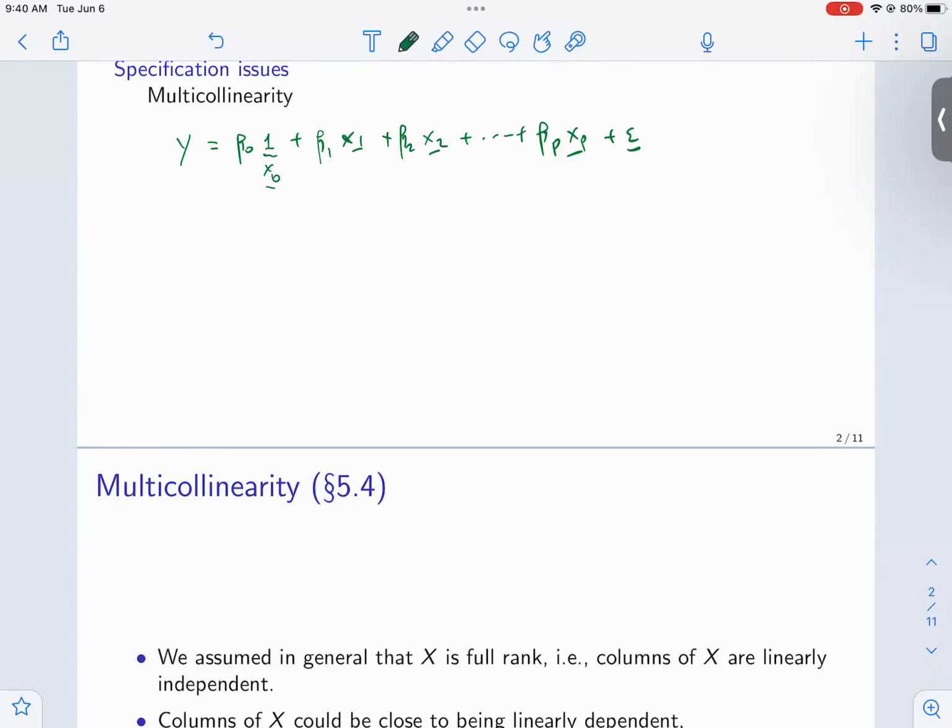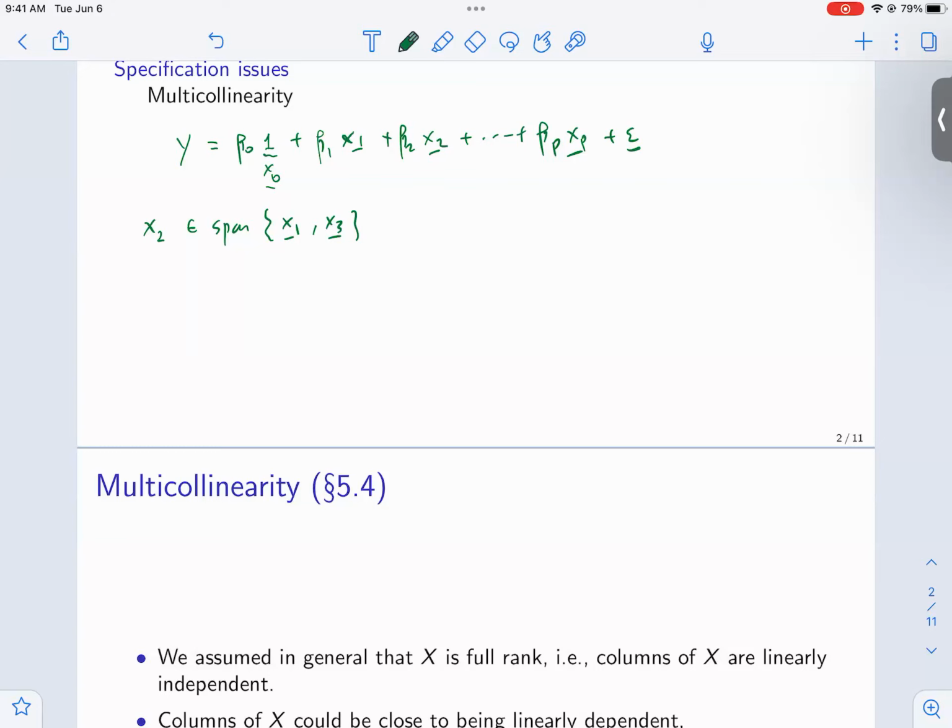So x1, x2, and xp, let's say some of them are correlated, is related to the idea that they span the same space, or one can be explained by a linear combination of the other ones. So that's why it's called multicollinear. For example, I can write x2 as a linear combination of x1 and x3. Then it means that x2 could be in the span of x1 and x3. So then it's multicollinear with them because it's in the same subspace.